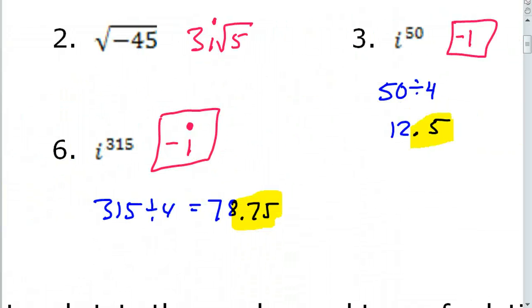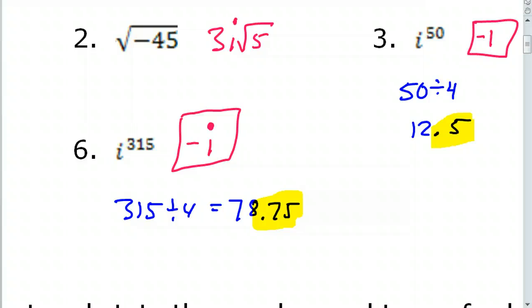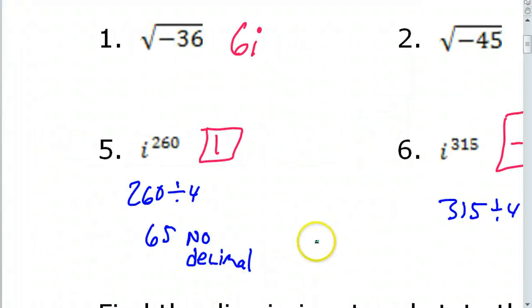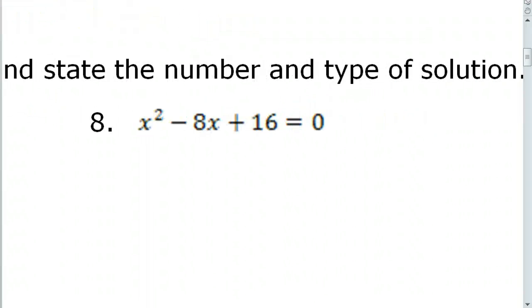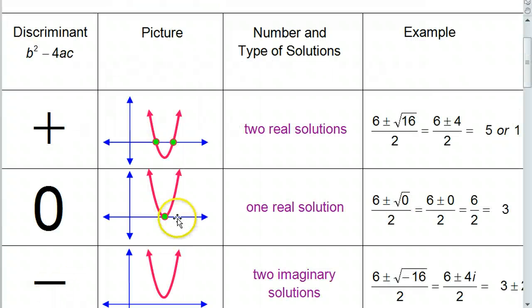Find the discriminant. State the number and type of solutions. Alright, so remember, this is what we learned about the discriminant. The discriminant is the b squared minus 4ac part of the quadratic formula. We learned that if it was positive, that means we were in this situation, 2 real solutions. If it was 0, the picture would be like this, that's 1 real solution. And if it was negative, we had 2 imaginary solutions.